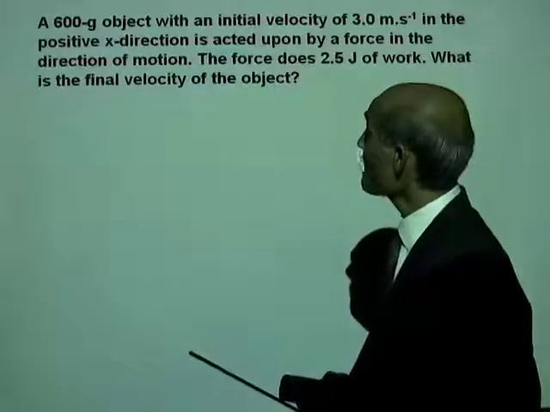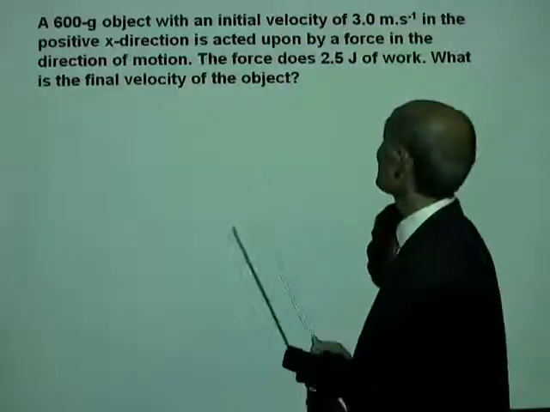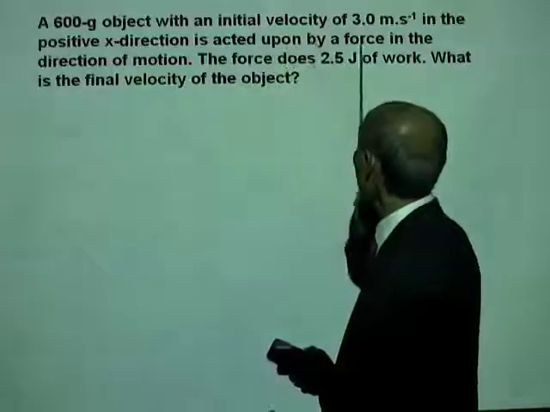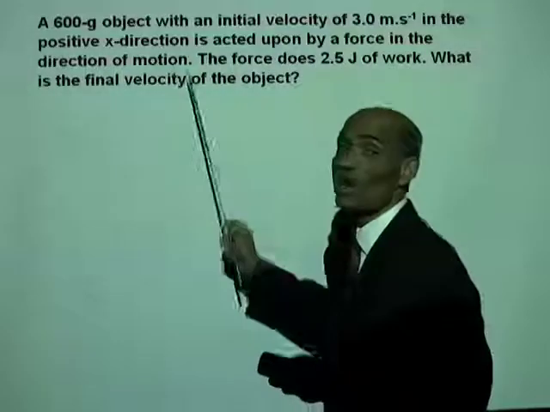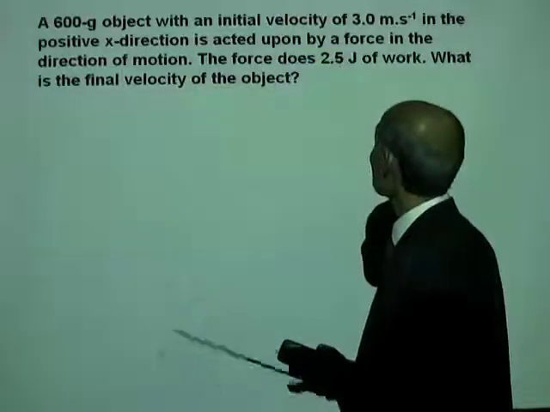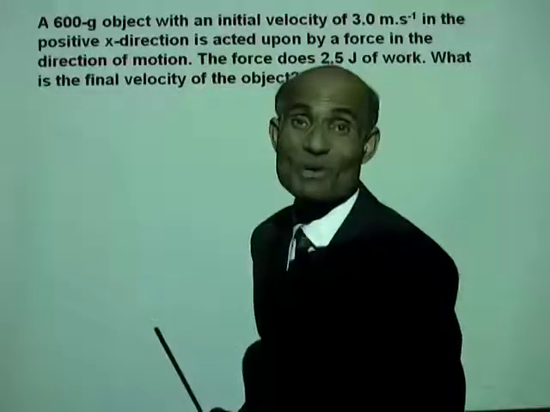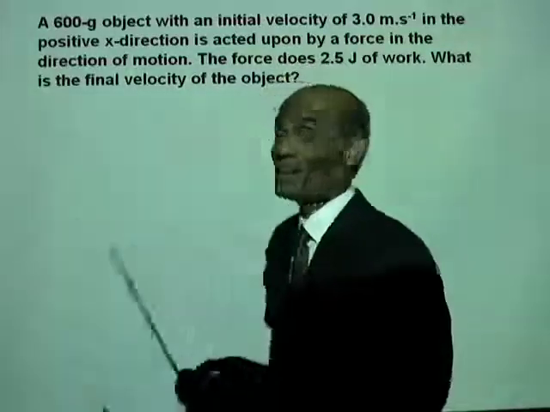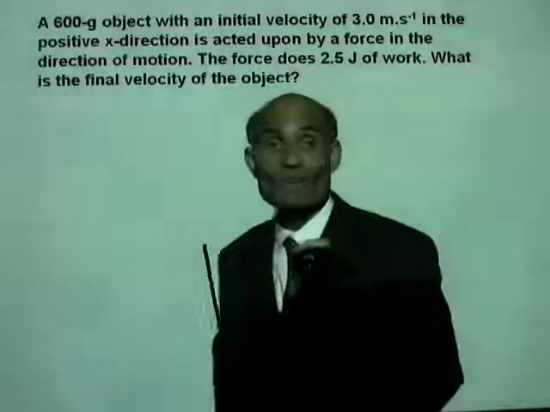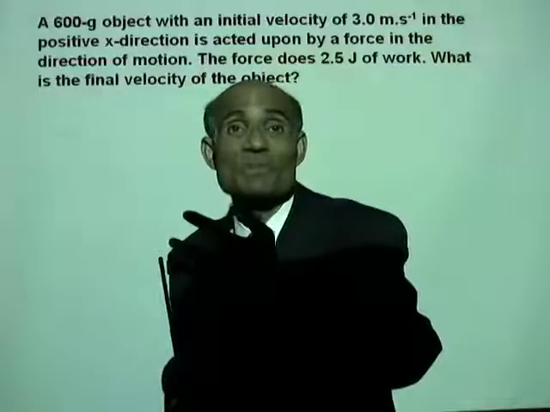A 600-gram object with an initial velocity of 3 meters per second in the positive x direction is acted upon by a force in the direction of motion. The force does 2.5 joules of work. What is the final velocity of the object? Well, the force does 2.5 joules of work.